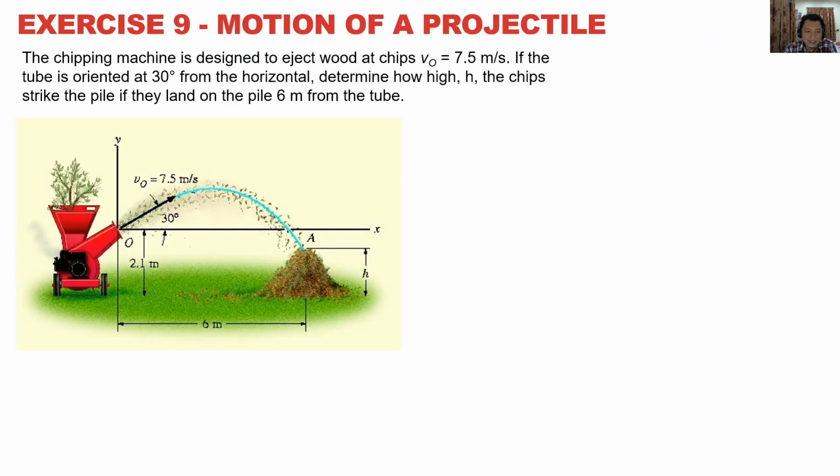So next, let's try another one. This one is apparently called a chipping machine. It's designed to eject wood chips at a speed of 7.5. It's given you V naught, so this is the original velocity. If the tube is oriented at 30 degrees from the horizontal, determine how high the chips strike the pile if they land on the pile 6 meters from the tube.